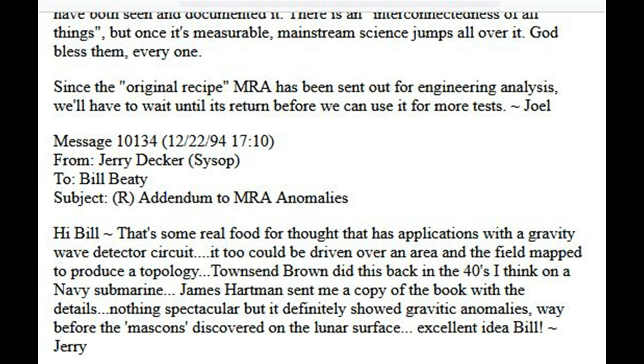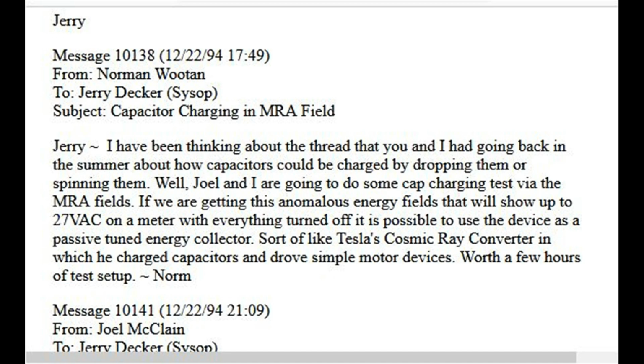Hi Bill. That's some real food for thought that has applications with a gravity wave detector circuit. It too could be driven over an area and the field mapped to produce a topology. Townsend Brown did this back in the 40s, I think, on a Navy submarine. James Hartman sent me a copy of the book with the details. Nothing spectacular, but it definitely showed gravitic anomalies, way before the mascons discovered on the lunar surface. Excellent idea, Bill. Jerry.